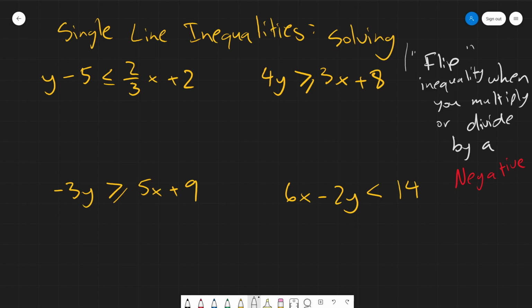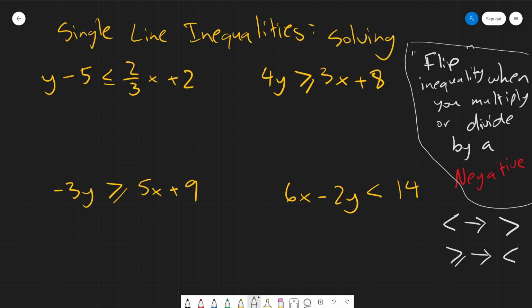And if you look over on the right side here, this is the other thing we're going to have to worry about. If we multiply or divide by a negative, we're going to flip the inequality. What does that mean? That means if it's this way, we're going to change it to go that way. If it's going this way, we're going to change it to go that way. You never mess with the line underneath, you just flip it if you multiply or divide by a negative.